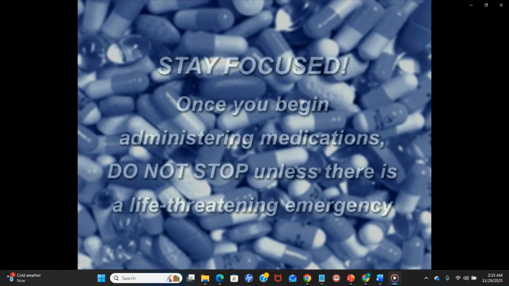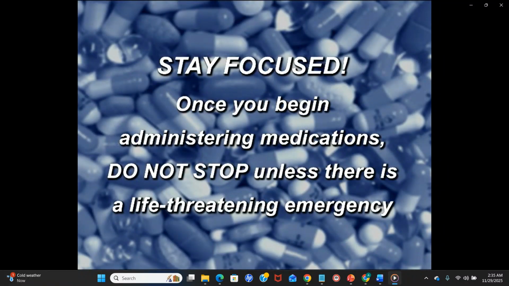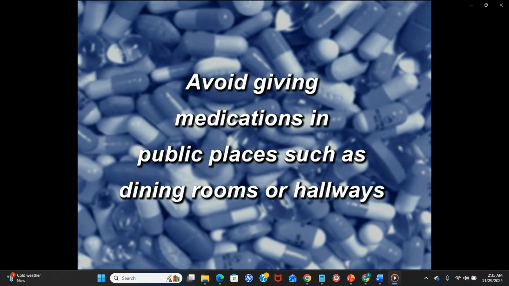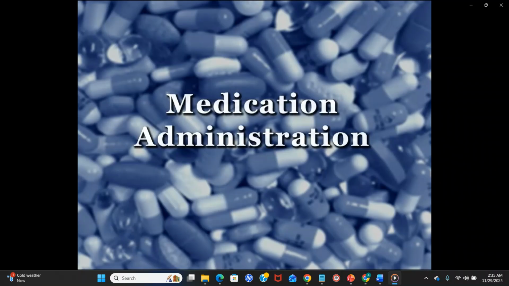Stay focused. Once you begin administering medications, do not stop unless there is a life-threatening emergency that demands your attention. If you must leave the medication cart, remember to lock it. Avoid giving medications in public places, such as dining rooms or hallways. The chance of making an error increases in these kinds of environments because it is easy to get distracted and make errors. Let's review the key points of medication administration.